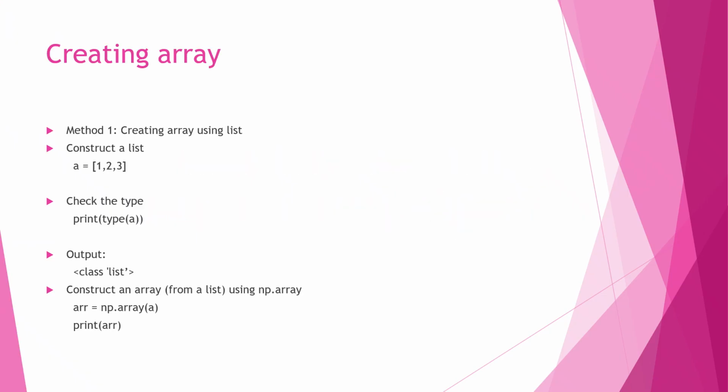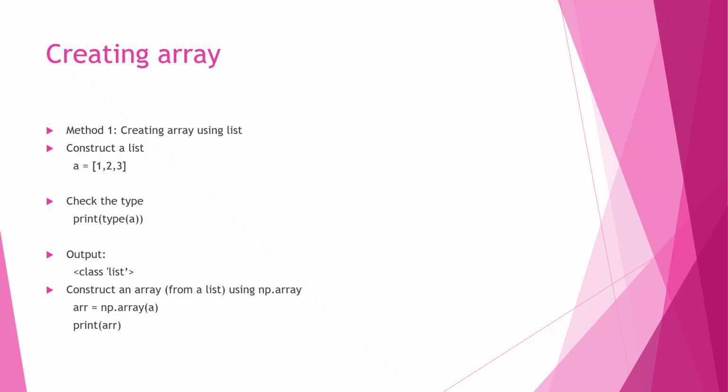So first we will see the first method, and this method will create a list first and then we will use the list to create an array. So we have constructed a list that contains 3 elements. The list name is A. We are checking the type of this list.